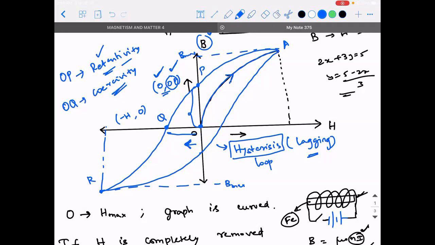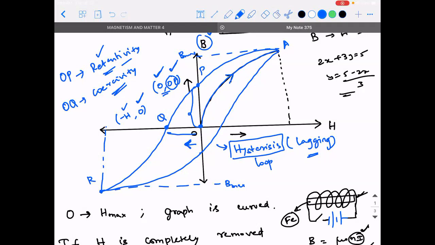Sorry, minus h comma 0. Y coordinate is 0, it's on the x-axis, right? Now, what does minus h comma 0 represent? Here 0 stands for y-axis and h stands for x-axis. It means it is a negative value of magnetizing field that we need to give, to ensure that the material is completely demagnetized.